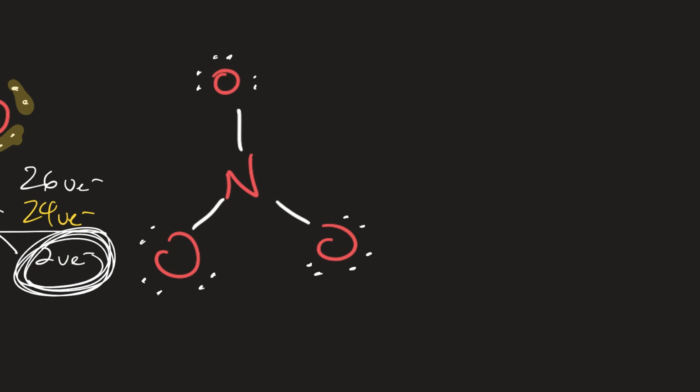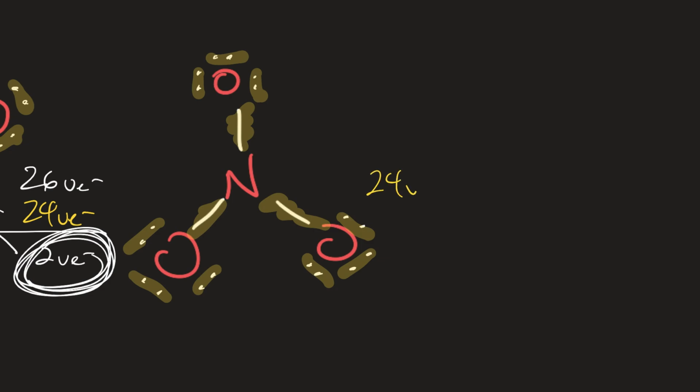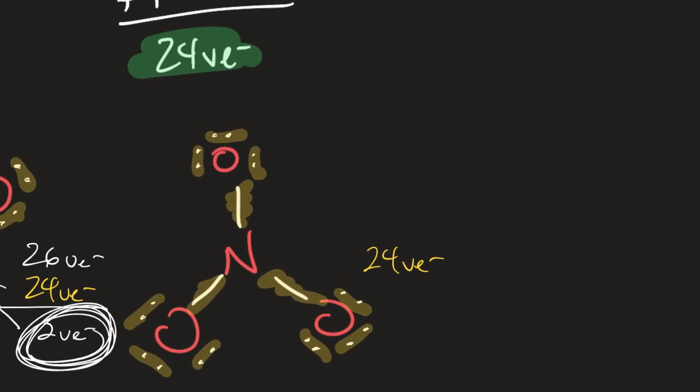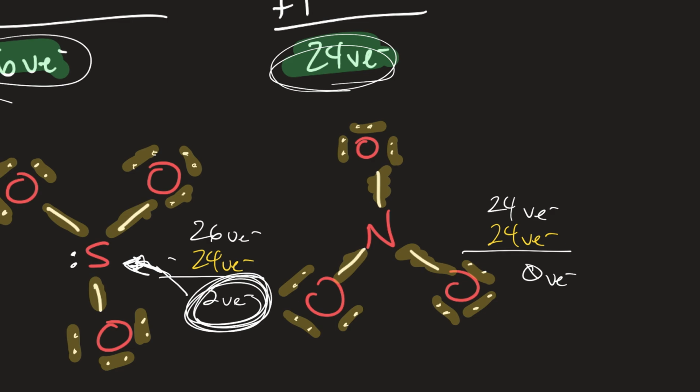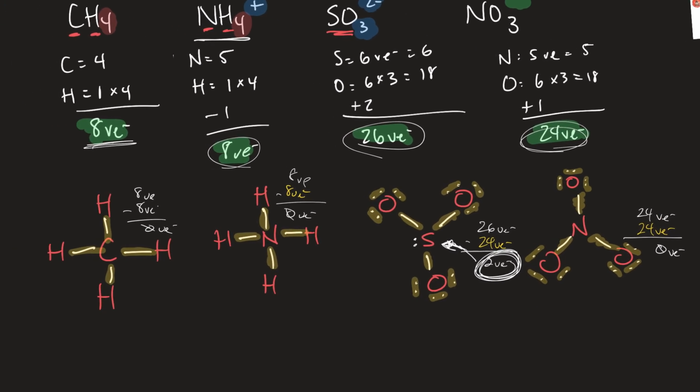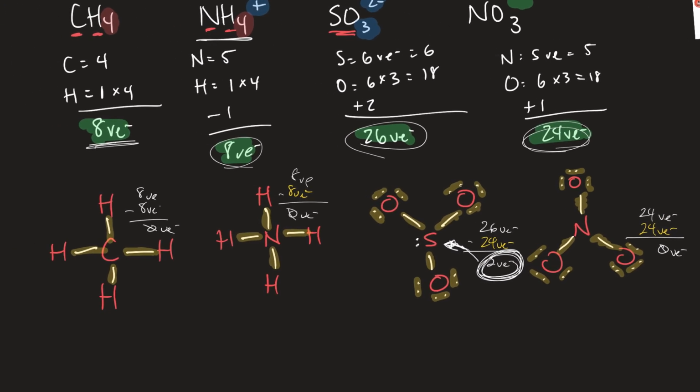So nitrate, we have 2, 4, 6, 8, 10, 12, 14, 16, 18, 20, 22, 24. So here I have counted 24 valence electrons. How many electrons did I start out with? I started out with 24 valence electrons. So when I subtract the 24, I have 0 valence electrons. So I've got nothing to give to the nitrogen here in the central atom. All right, and so that's the step. Let's move on to the next step.